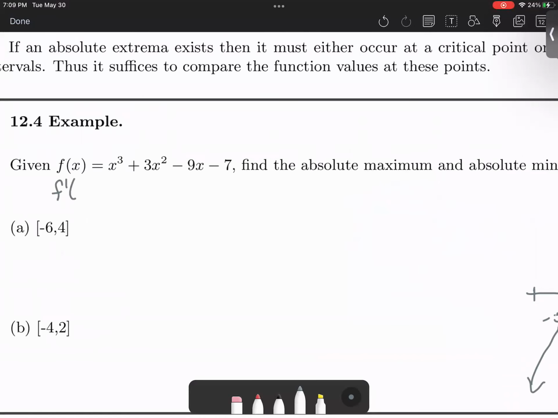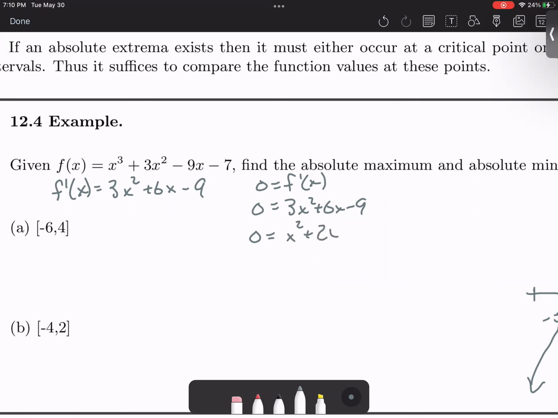Our first derivative is 3x squared plus 6x minus 9. Our first derivative is going to equal 0. Let's divide everything by 3. And that's a little bit more obvious how that factors, at least to me. x plus 3, x minus 1. So the zeros of our first derivative occur when x is equal to minus 3 and x is equal to 1.